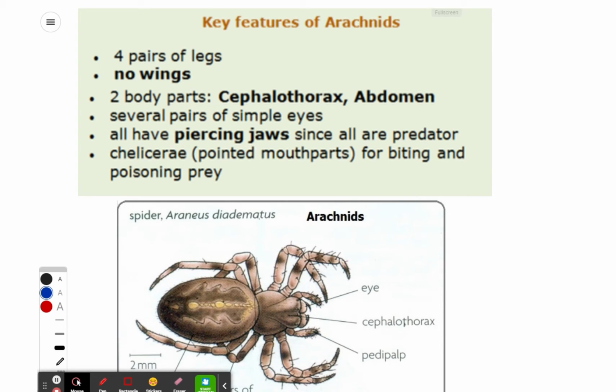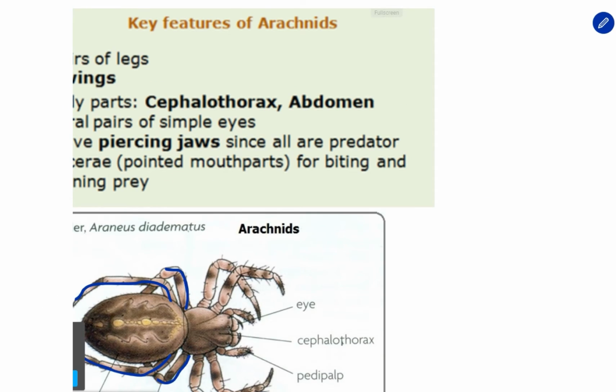I'm excited too. Okay, now class arachnids. Remember, class arachnids have 4 pairs of legs. Let's see the pairs. The first pair is this one, 1. Excellent job, 2. Are you guys with me? Excellent. Second pair, then this one is third, and then this one is fourth.